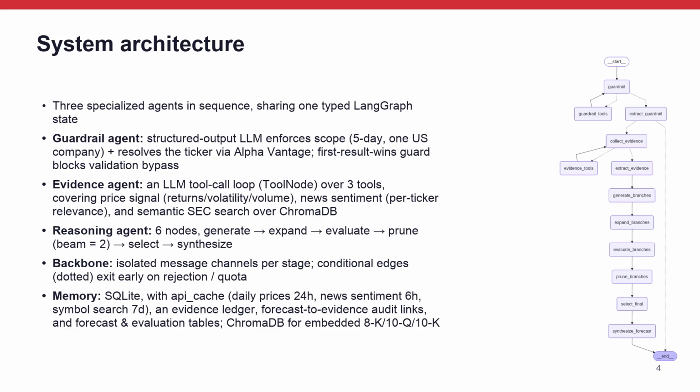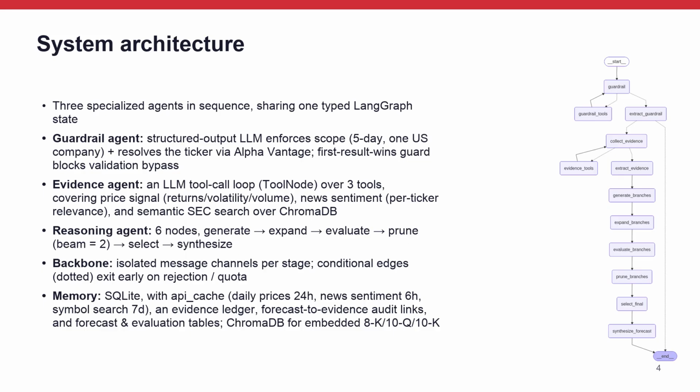The second agent is evidence collection, an LLM tool call loop, which in LangGraph is a tool node the model calls repeatedly over 3 tools. The price tool computes recent returns, 20-day volatility, and a volume ratio. The news tool pulls articles with per-ticker relevance and sentiment. And the SEC tool runs a semantic search over 8K, 10Q, and 10K filings I've chunked and embedded into ChromaDB. You can see that loop on the diagram, where collect evidence cycles through evidence tools. The third agent is the tree of thought reasoner, those 6 nodes running straight down the diagram. I'll dig into it on the next slide.